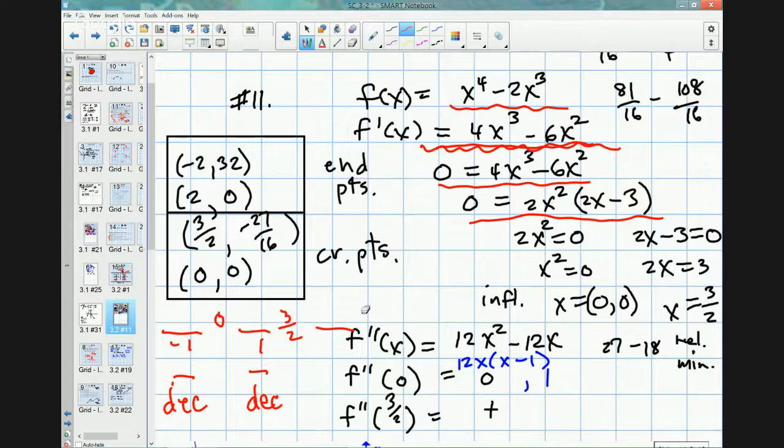And now let's pick something bigger than 3/2, like 2. What's f prime at 2? 2 cubed is 8. 8 times 4 is 32. 2 squared is 4. That's 24. -6 times 24 is, well, that's a negative. So this thing appears to be negative forever.